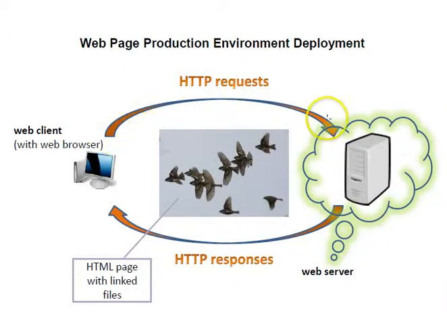A request is made to the server and a response comes back with the page, and again the page is the flock of birds, the same flock headed in the other direction, flying across the internet to the browser, where through multiple request responses all these birds come together, all the parts of the page come together, so it can be viewed as one entity in the browser.